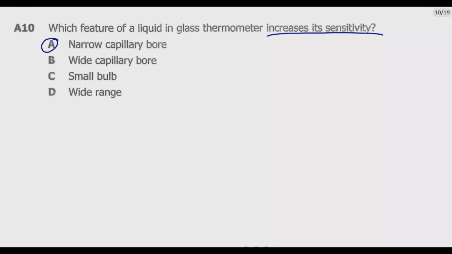The narrower the capillary, the more a given amount of thermal expansion in the bulb will cause the liquid to rise in the capillary, hence increasing its sensitivity. So this is why A is the correct answer.